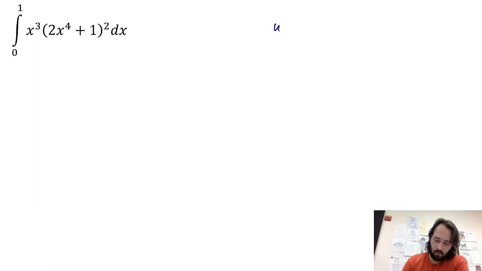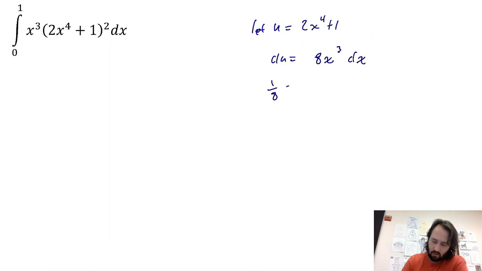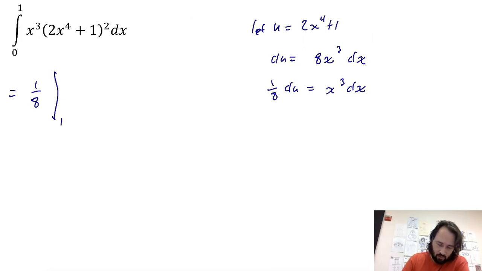So in this one, I would let u equal 2x to the 4th plus 1. And that would mean du is 8x to the 3rd dx. So I only have an x to the 3rd, so I have 1/8 du equals x to the 3rd dx. And I would change my limits as well. So I have the 1/8 out there. And on my limits, that's a super ugly one, but I have 1 and then 2 times 1 to the 4th, so 2, plus 1, so 3. And this part is du. So I have u squared du.